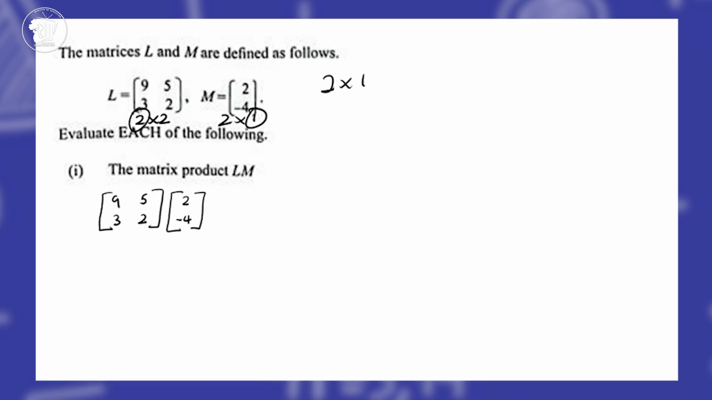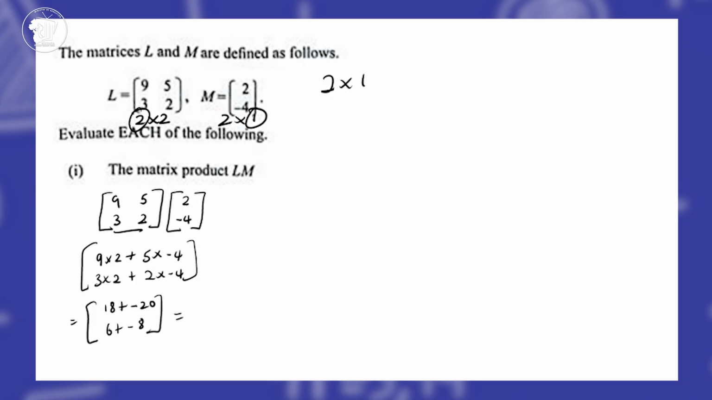So let's go matrix L, which is 9, 5, 3, 2, multiplied by matrix M, which is 2, negative 4. So we do row by column now. So it's 9 times 2 plus 5 times negative 4. And then we go to the other row because we have one column. So it will be 3 times 2 plus 2 times negative 4. And then we work this out. We'll have 9 times 2 is 18 plus 5 times negative 4 would be a negative 20. And then we have 3 times 2 is 6, and 2 times negative 4 would be negative 8.